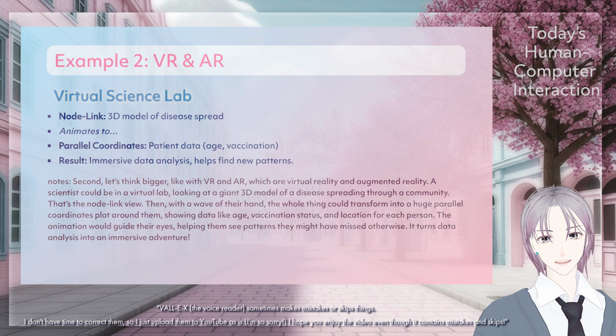Second, let's think bigger, like with VR and AR, which are virtual reality and augmented reality. A scientist could be in a virtual lab, looking at a giant 3D model of a disease spreading through a community. That's the node-link view. Then, with a wave of their hand, the whole thing could transform into a huge parallel coordinates plot around them, showing data like age, vaccination status, and location for each person. The animation would guide their eyes, helping them see patterns they might have missed otherwise. It turns data analysis into an immersive adventure.